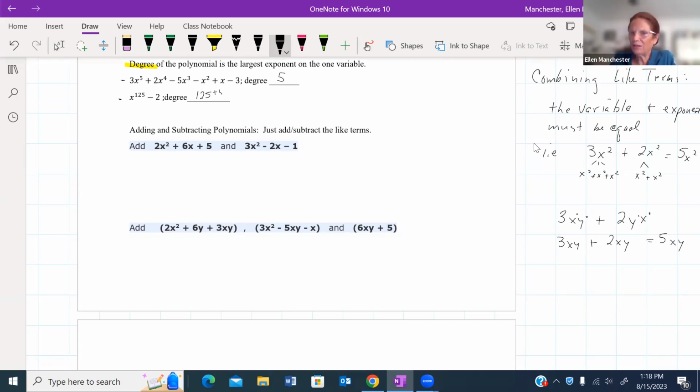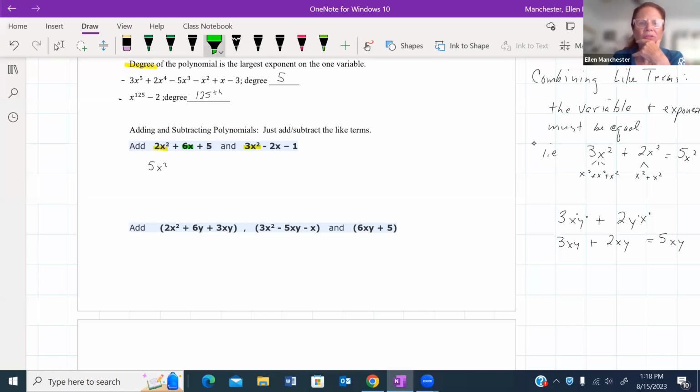So that's the idea of combining like terms. When you are adding or subtracting polynomials, that is what you're doing. You're combining like terms. So I'm going to highlight these so that we can see what are the like terms. So we have 2x squared and 3x squared. When I add 2x squared plus 3x squared, I get 5x squared.